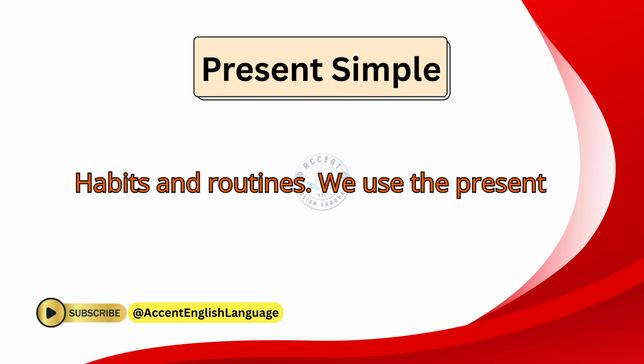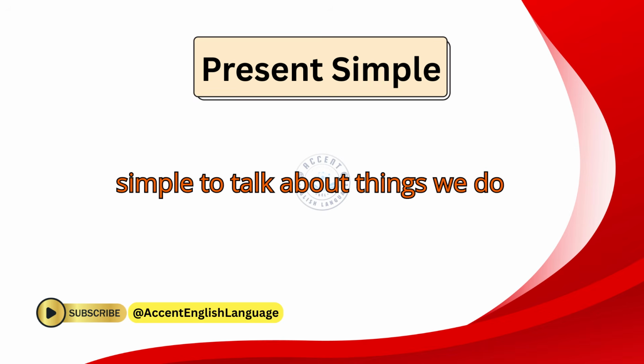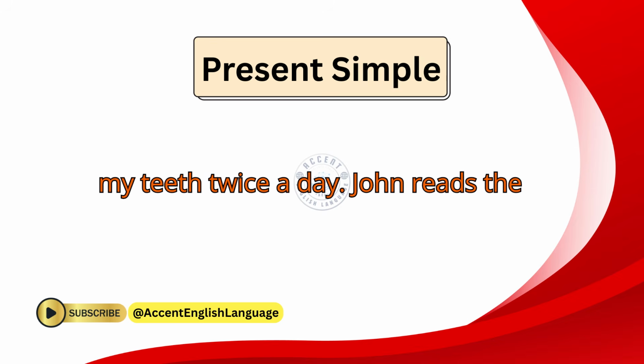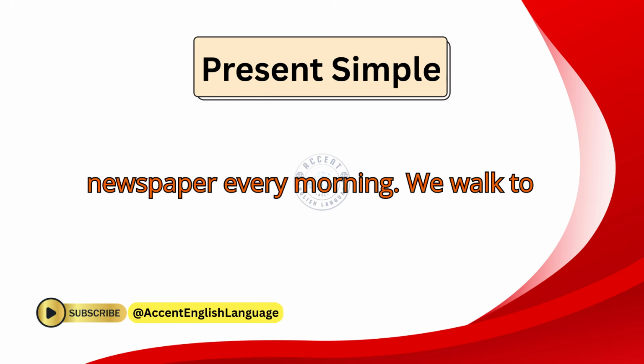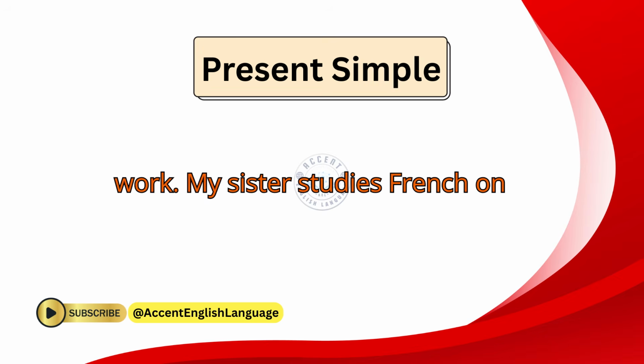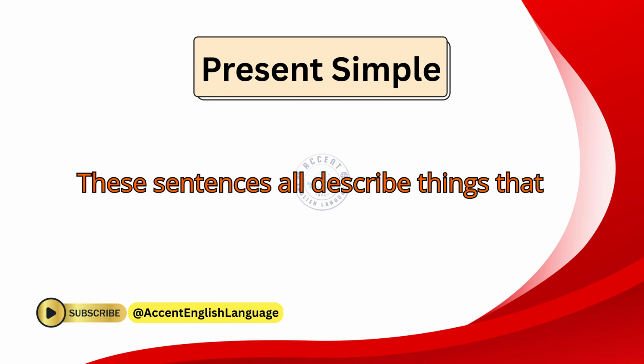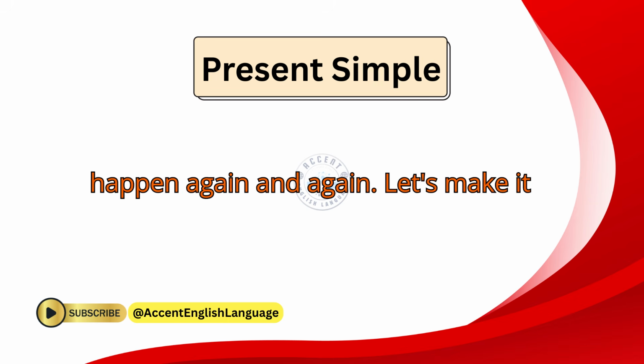Habits and routines. We use the present simple to talk about things we do regularly. For example, I brush my teeth twice a day. John reads the newspaper every morning. We walk to work. My sister studies French on Mondays. Do you exercise regularly? These sentences all describe things that happen again and again.